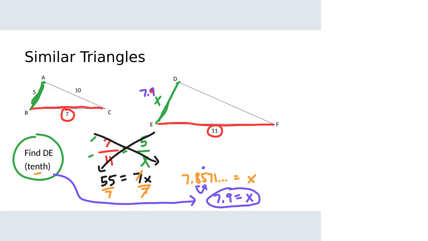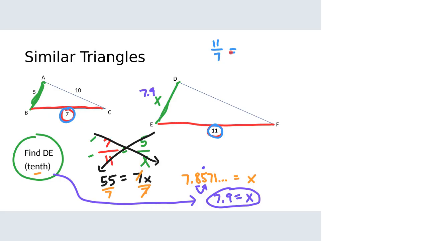One thing I do want to mention is I don't want you to feel like, uh-oh, what if I set this up incorrectly? Well, if you were to say, I've got 11 in the big triangle and 7 in the little one, so I'll set it up as 11 over 7, that's okay. Just make sure you've put the big triangle on top and the small triangle on the bottom. Make sure you're consistent about that.